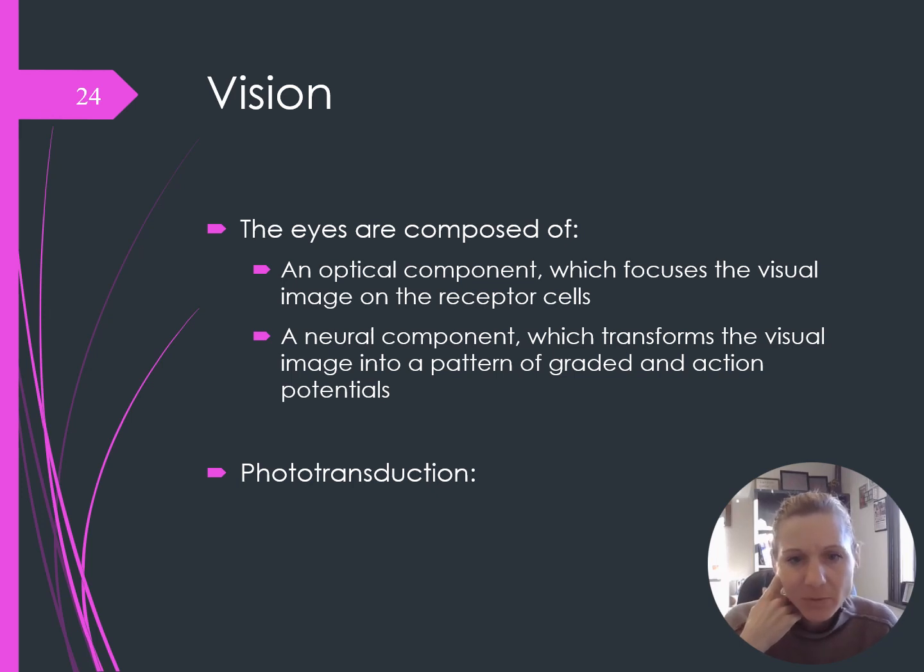So again, the eyes are composed of an optical component which focuses the visual image on those receptor cells. Again, we said the receptor cells are going to be made up of rods and cones. And then there will also be a neural component which will involve a specific pathway that's going to be a little bit complicated, that's going to transform those visual images into a pattern, including graded and action potentials, that will eventually be perceived then in the occipital lobe.